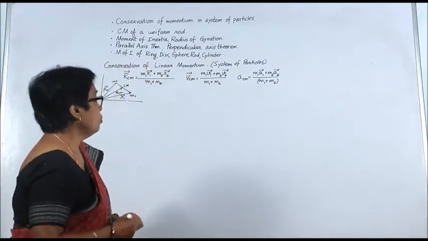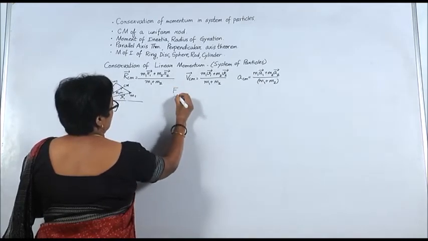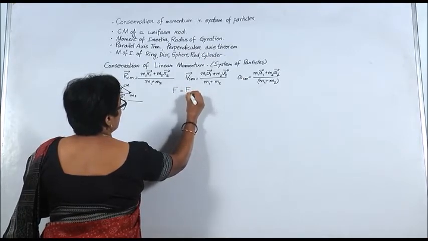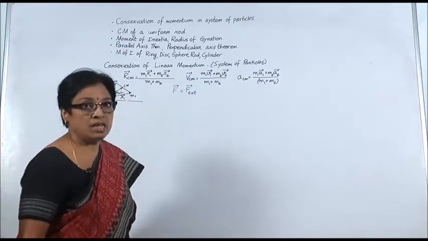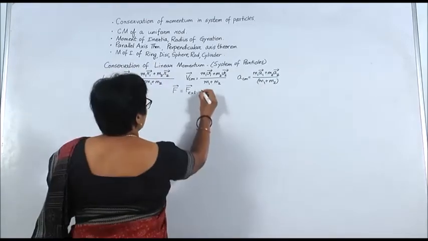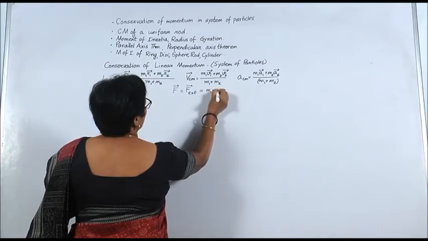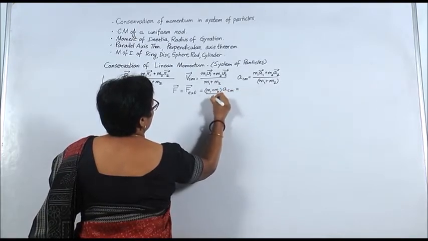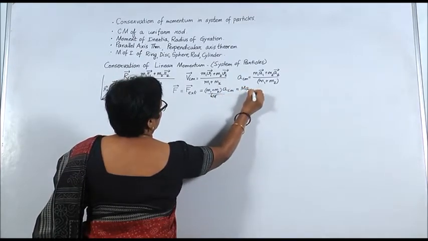Now, we also found out that the total force on the system, if you add up all the forces, you get only the external forces. The internal forces cancel out, and what we get is the external force, and this external force will be equal to mass into ACM. The total mass is M1 plus M2 into ACM, or if I write M, then I write it as M ACM.